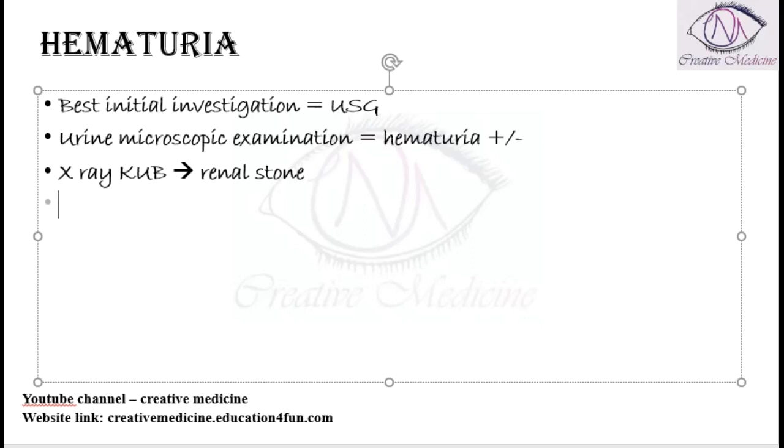Then, you can do DTPA, which will help us to estimate the glomerular filtration rate. So these are the things which you can do for hematuria.